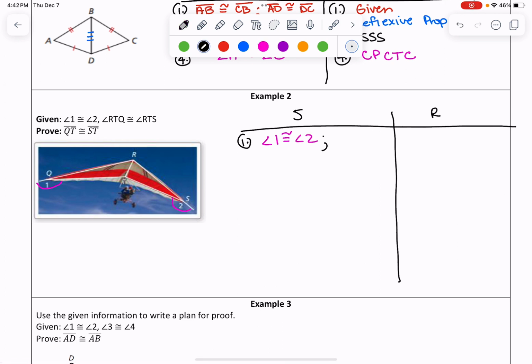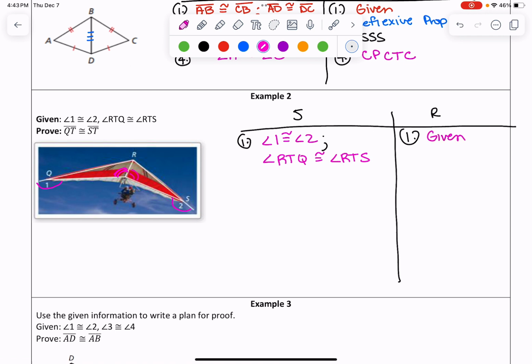Interesting. And then we're told that angle RTQ, and it's kind of hard to see that T in the middle. So RTQ, this guy right here, angle RTQ is equal to angle RTS, this guy here. And so that, of course, is the given.